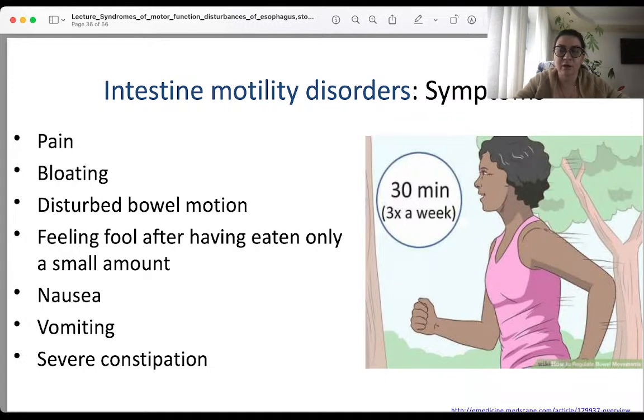In propaedeutics, we do not learn the treatment of different disorders, but it's very easy, one of the easiest for functional disorders, and here, in first place, goes lifestyle modification. One of the most important and effective ways of treating intestinal motility disorders is regular physical activity. Here you see an example that just 30 minutes of jogging three times a week is a very effective way of treatment and prophylaxis of all types of intestinal motility disorder.